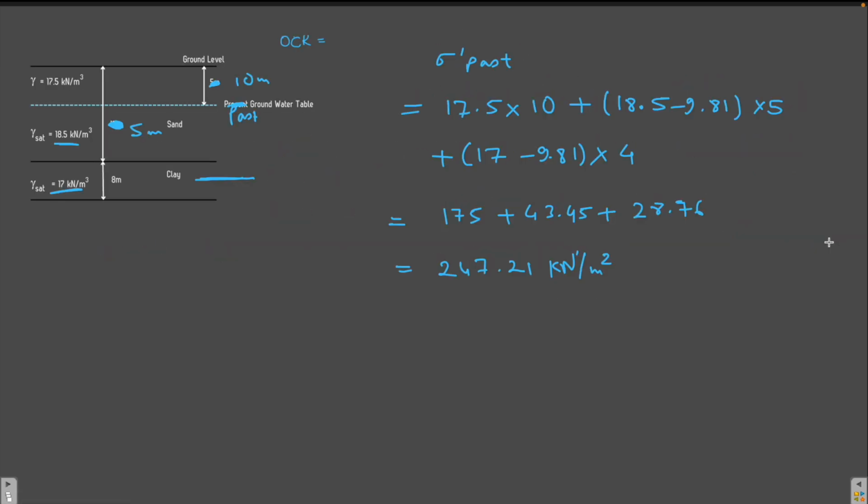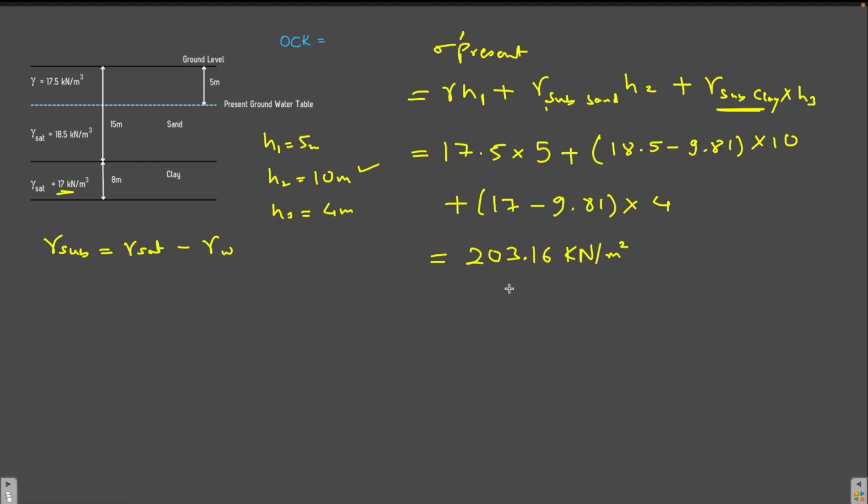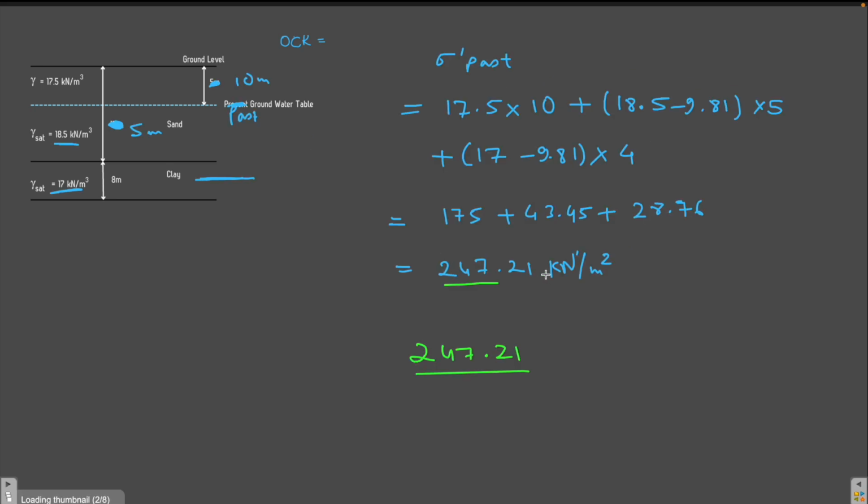So what is sigma dash past? Sigma dash past we have just found out. Sigma dash past was 247.21. So 247.21 by what is sigma dash present? Sigma dash present here is 203.16. So, let me write down, over consolidation ratio OCR is equal to 247.21 by 203.16, and if you solve this, you will get the answer as 1.216. So this is the correct answer.